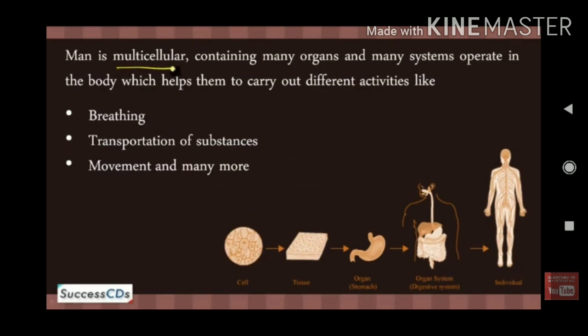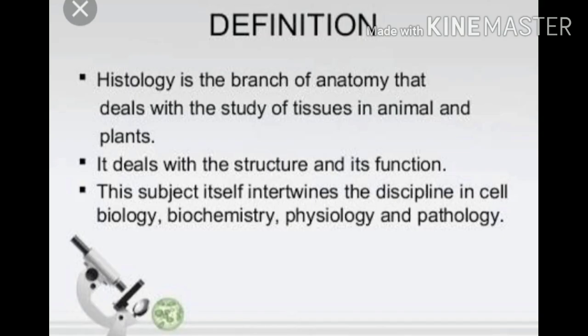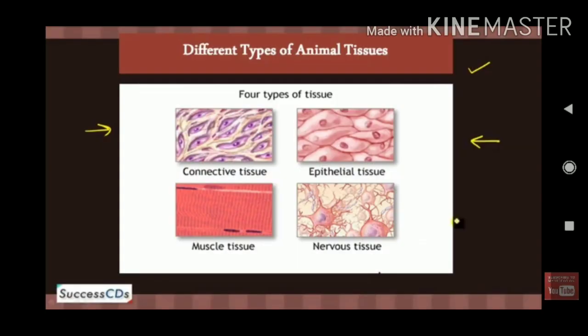The term histology. What is histology? The science that deals with the study of tissue is called histology. In animal tissue, based on structure, location, and function, it can be divided into four different types. They are epithelial tissue, muscular tissue, connective tissue, and nervous tissue.